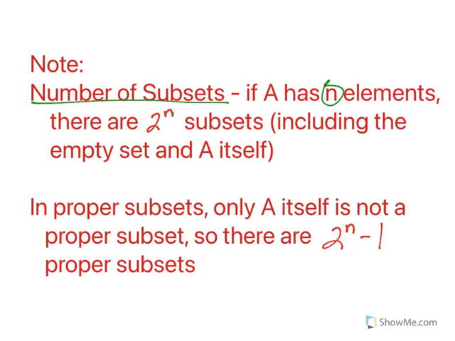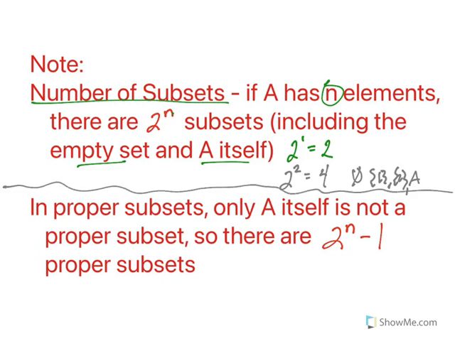So think about it. In our first one, when we had 1 element, 2 to the first is 2. That's the empty set and A itself, like we showed. In the second one, we had 2 elements. 2 squared is 4. We had the empty set, we had A itself, and then we had 1 and we had 2, remember? From the previous page.